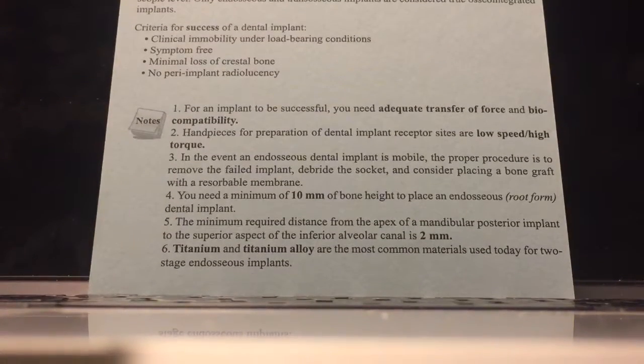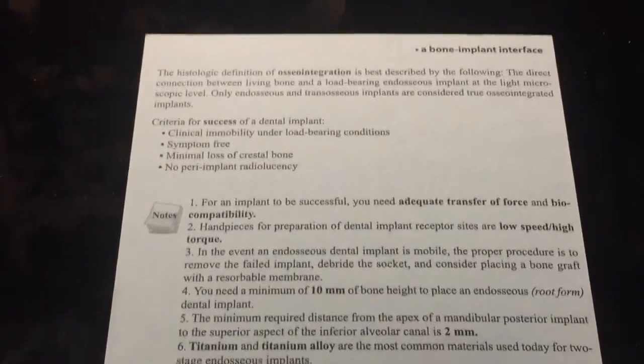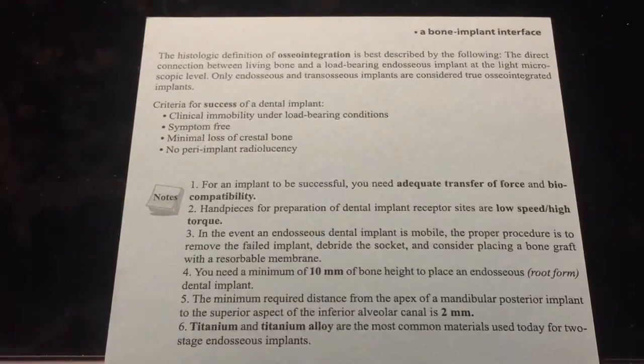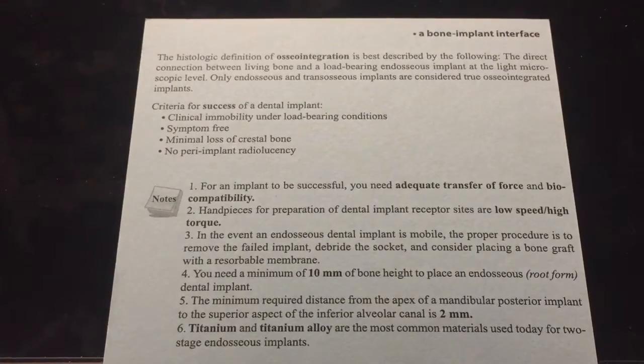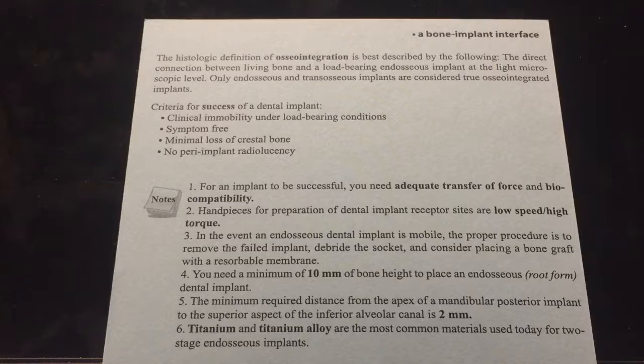The minimum required distance from the apex of a mandibular posterior implant to the superior aspect of the inferior alveolar canal is 2 millimeters. Note 6. Titanium and titanium alloy are the most common materials used today for two-stage endosseous implants.